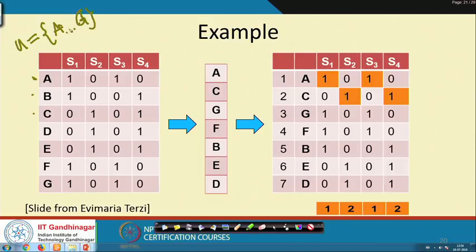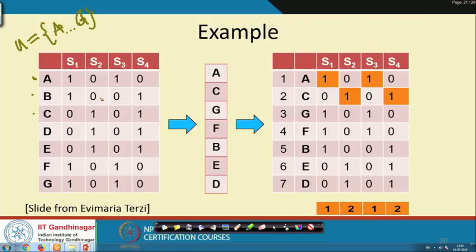Okay. Now, there are 4 sets. Set 1 consists of the elements A, B, F and G. Set 2 consists of the elements C, D, E. Set 3 consists of A, F and G. Set 4 consists of B, C, D and E. So, I have put in 1s in those places and zeros everywhere else.